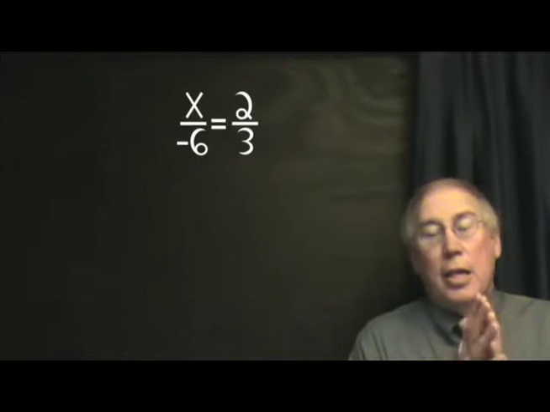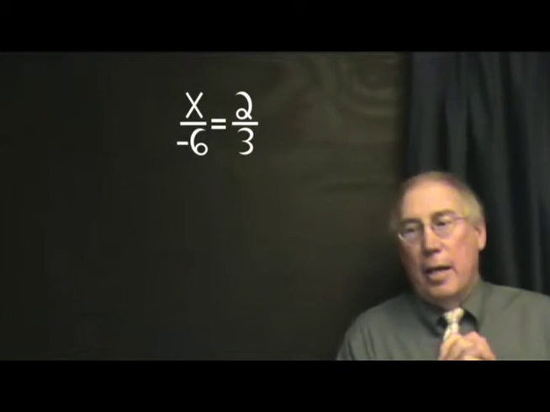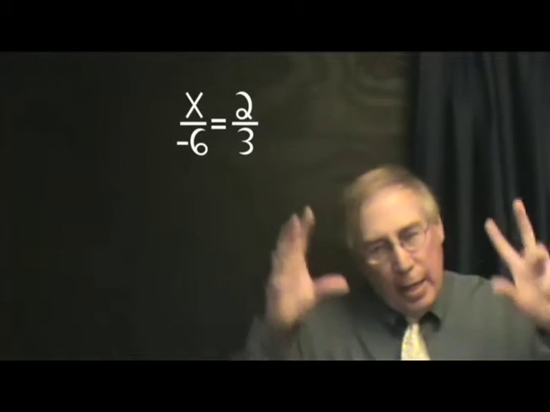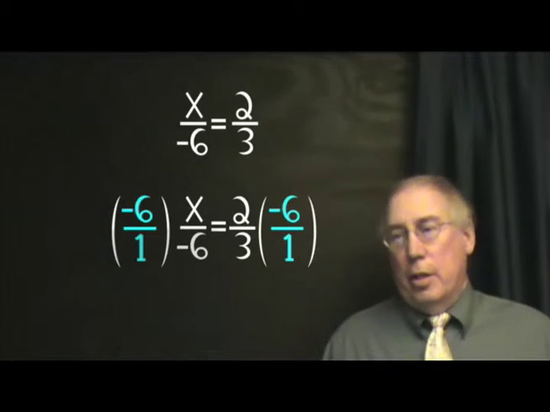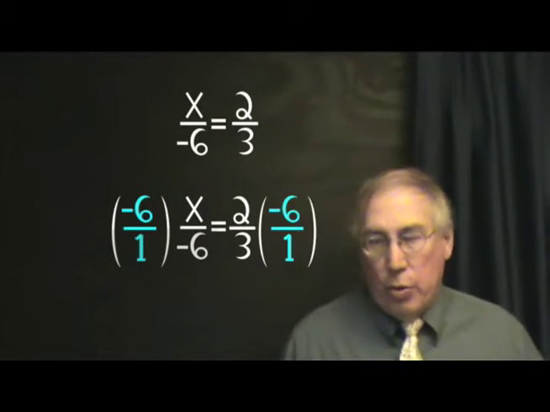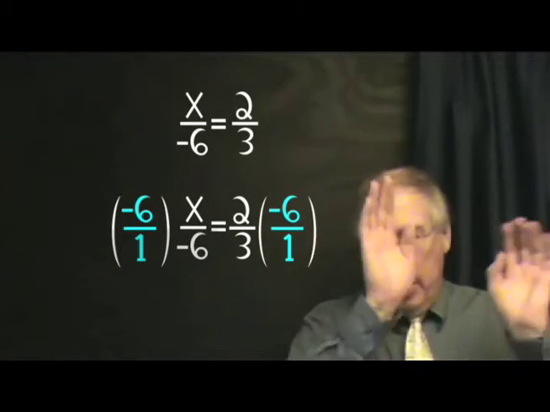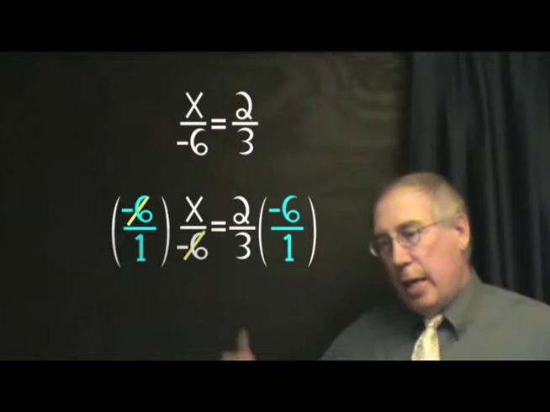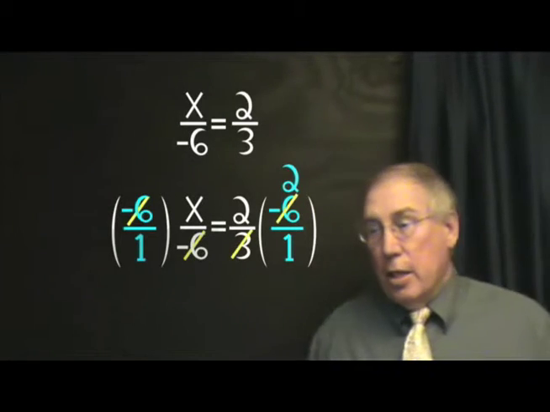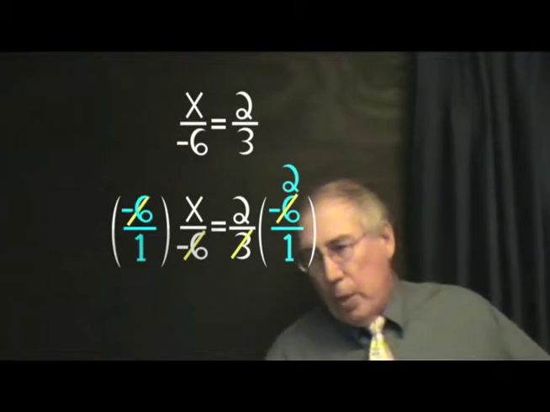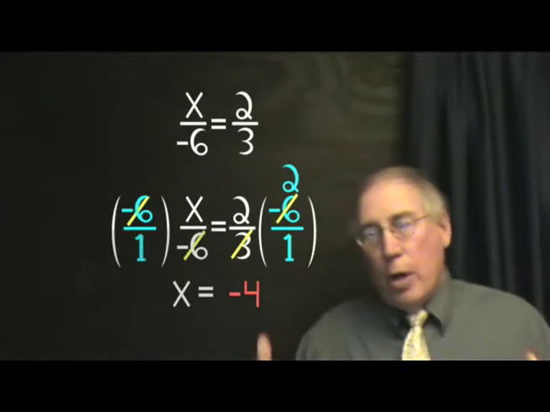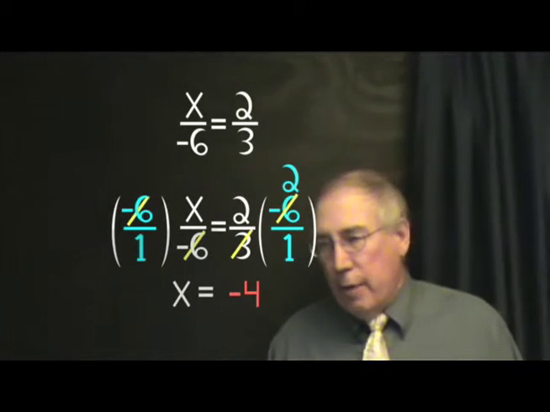In this case let's multiply by a negative 6 to both sides. The idea is we want to get a 1x on a side by itself. So notice on the left hand side the negative 6 is going to drop out. On the right hand side 3 will cancel into negative 6 2 times. If you multiply across, 2 times negative 2 gives us negative 4 over 1. So x equals negative 4.